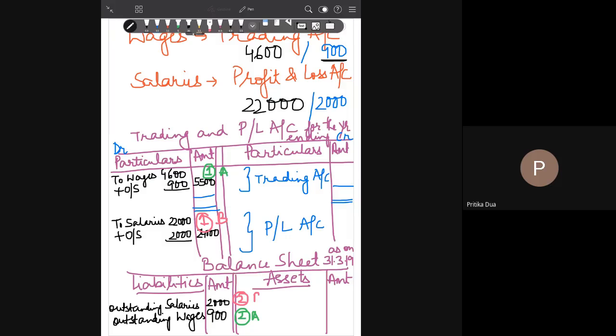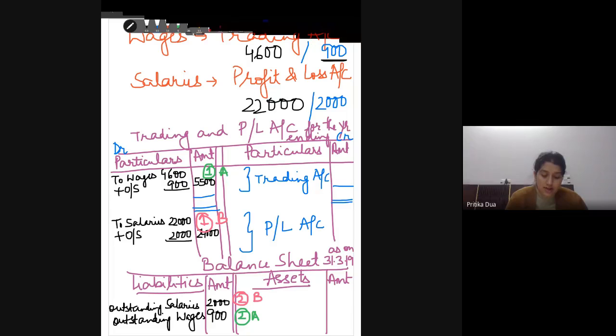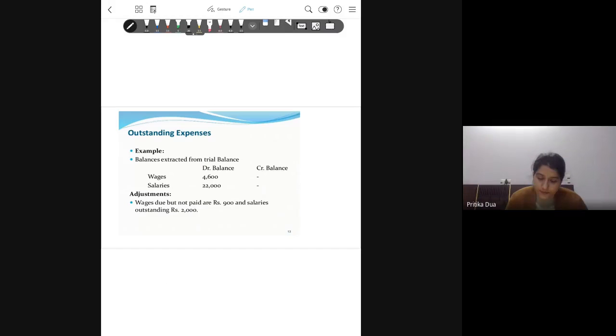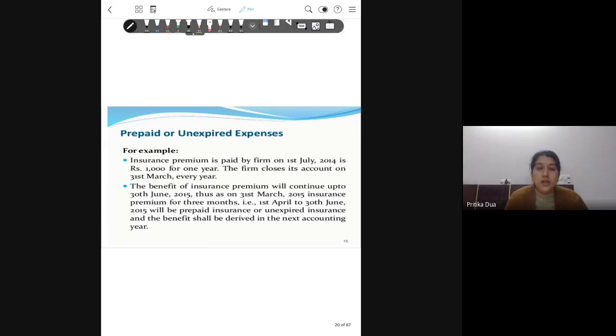So then we'll move ahead. We'll come to the second adjustment for today, which is on prepaid expenses. I'll just close this file. Okay, after that we come to the prepaid or unexpired expenses. That is expenses you have paid but are not related to the current financial year. Okay, now how do we deal with these expenses?